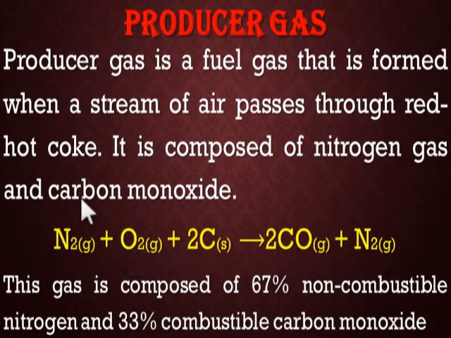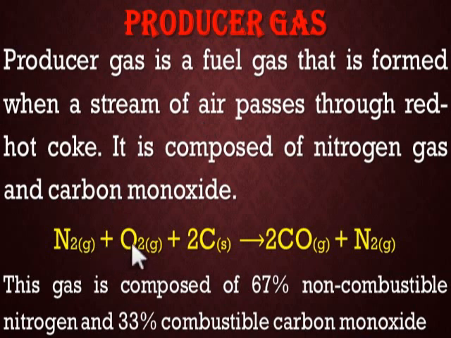Now, the explanation says that producer gas is a fuel gas that is formed when a stream of air, underline that stream of air, passes through red hot coke. Underline that also, red hot coke. So the two things we're picking here are stream of air and red hot coke. So the combination of air and red hot coke produces producer gas. Now air is a homogeneous mixture of gases. So nitrogen gas and oxygen gas are constituents of air.